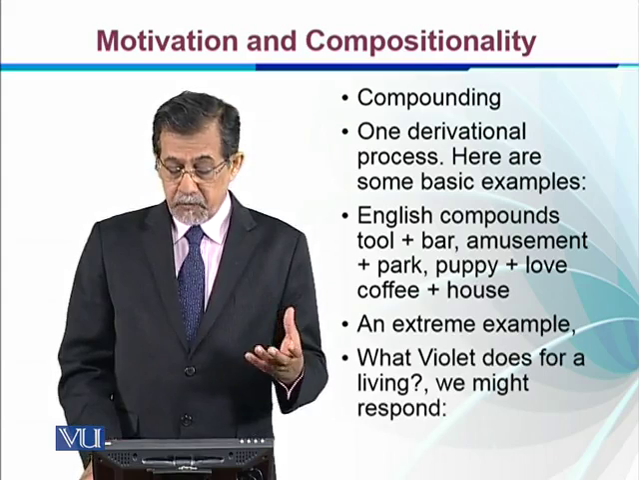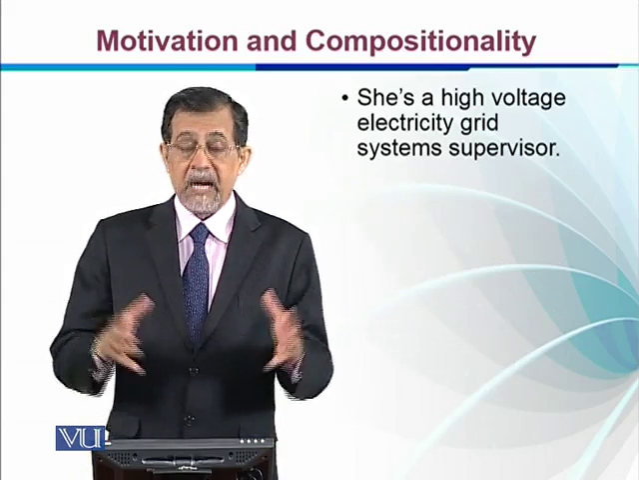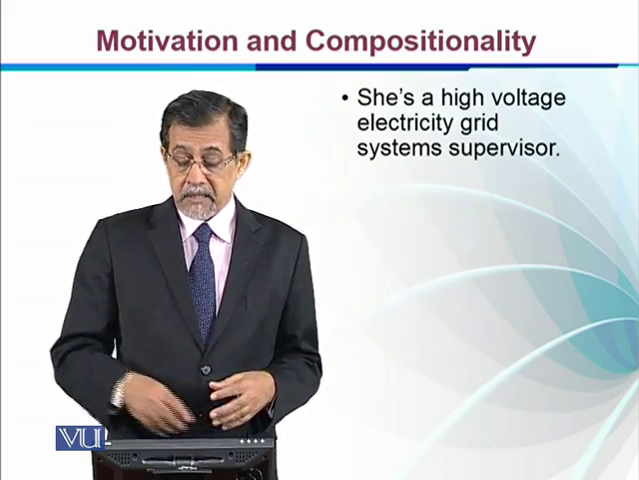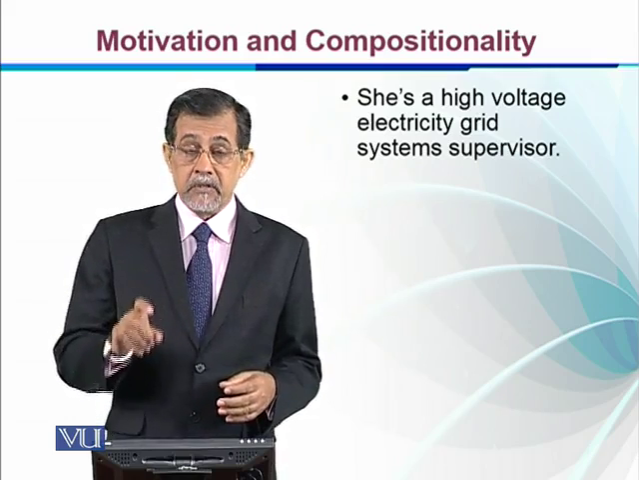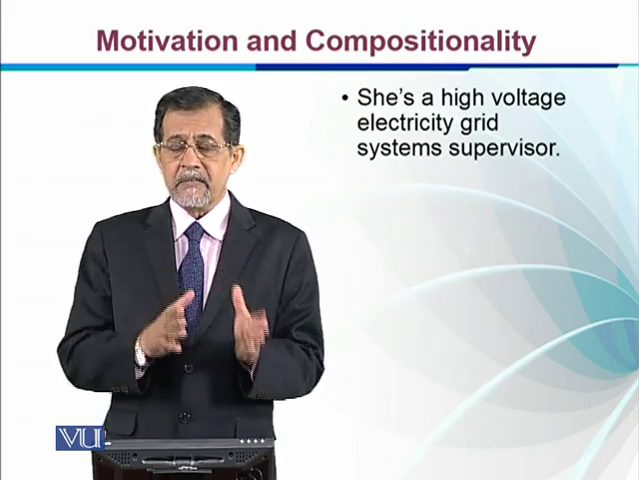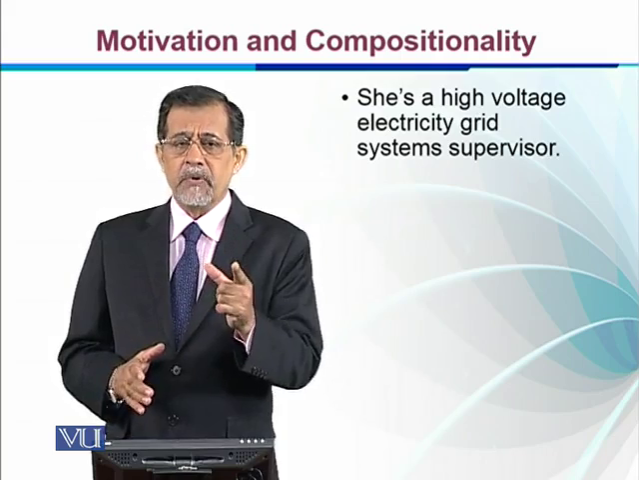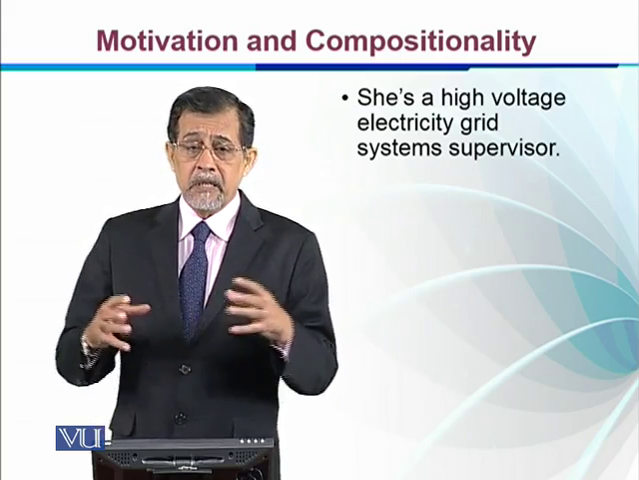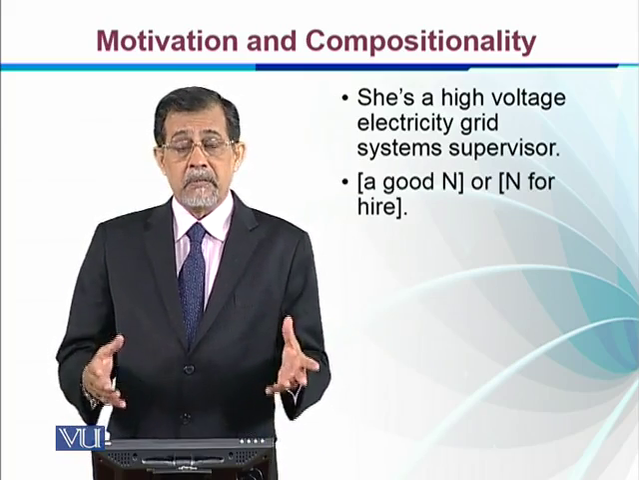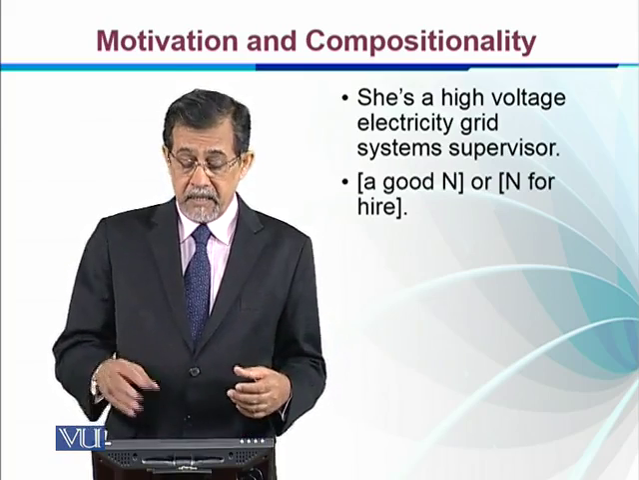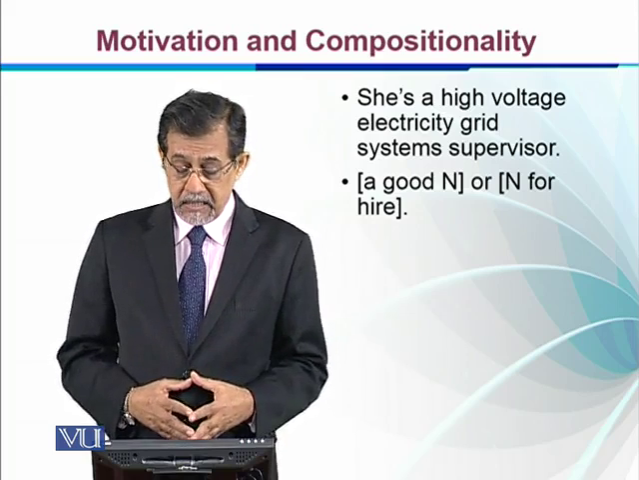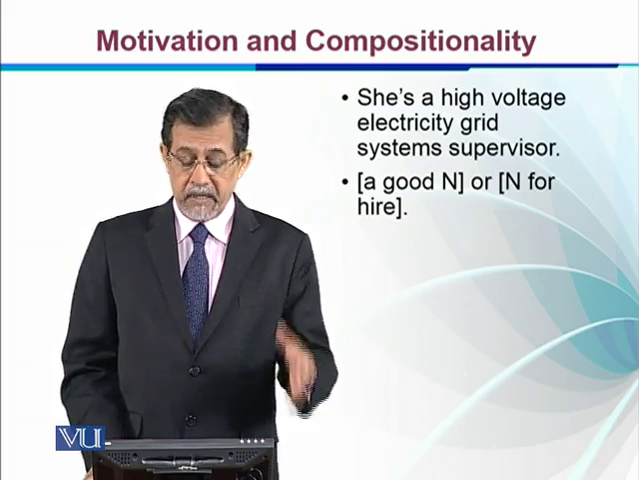What does Violet do for a living? We might respond, she's a high voltage electricity grid system supervisor. If you look at this high voltage electricity grid system supervisor, it refers to a single person, and it refers as if it were a single noun. So this compositionality refers to a single noun or single entity. It's like a good plus noun or noun for hire. It is a complete noun, and it can work as a noun in any place of a noun.